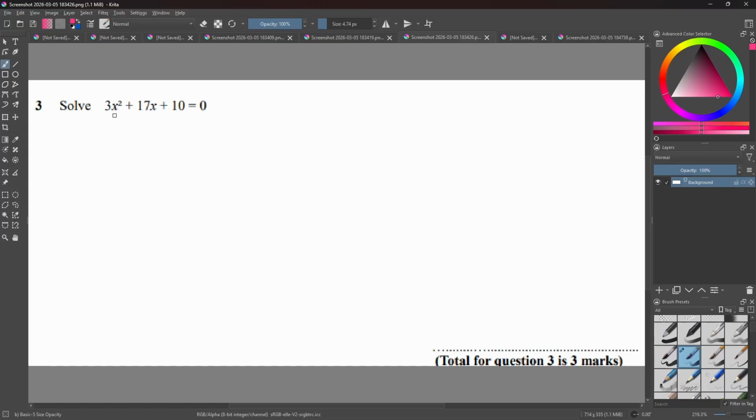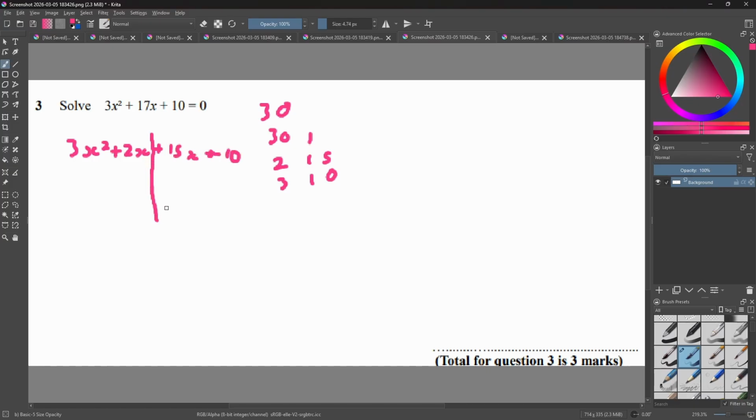Here, we've got 3x squared plus 17x plus 10. We multiply the 3a by the 10c, and we get 30. Now 30 has 30 and 1, 2, 15, 3, 10, so on and so on. We want 2 and 15 because 2 plus 15 equals 17, which is what we want. So we can write down 3x squared plus 2x plus 15x plus 10.